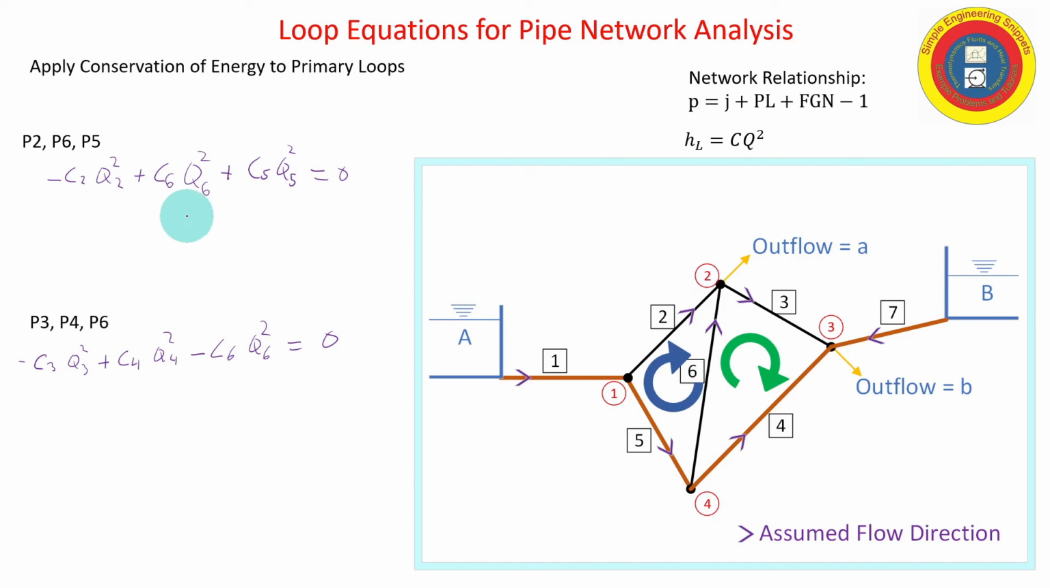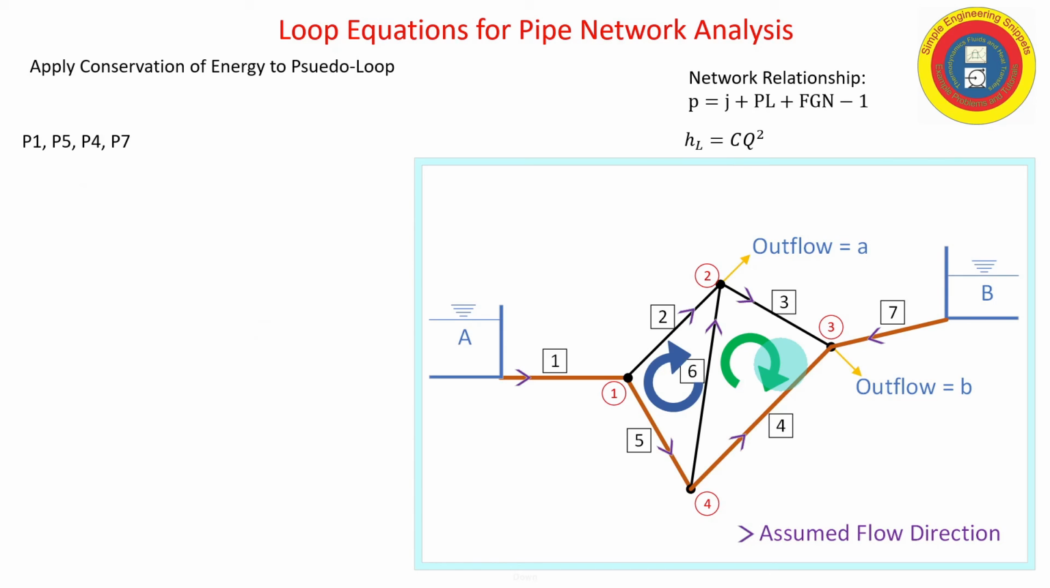So that gives me 2 more equations added to my 4 equations of continuity for the junctions. So that's 6. I need 1 more. And again, I get that from my pseudo loop shown here in gold. So I'm going to start at fixed grade node alpha and go through pipe 1 in the assumed direction. So that's minus C1 Q1 squared. Through pipe 5 in the assumed direction, so that's minus C5 Q5 squared.